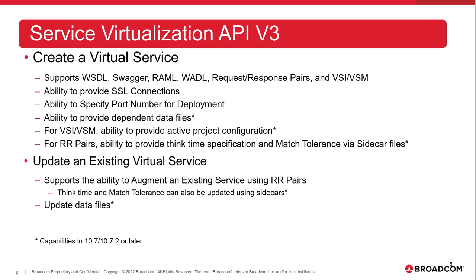And if you're on the latest version, you can also update the match tolerance and the think time using those same sidecar files. Additionally, if you're on the latest version, if you have a data-driven virtual service running, say you have different types of data for different types of tasks, you can also use the V3 API to update the data on the fly as well. So as part of your pipeline, I may have run a certain set of tests against a virtual service that has a certain set of data, and I want to replace the CSV file that indicates the data scenarios for this new set of tasks. You'll be able to do that with a single API call.